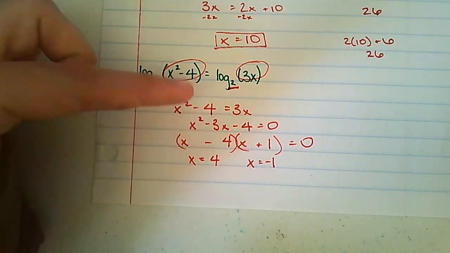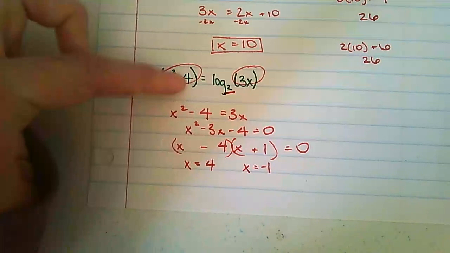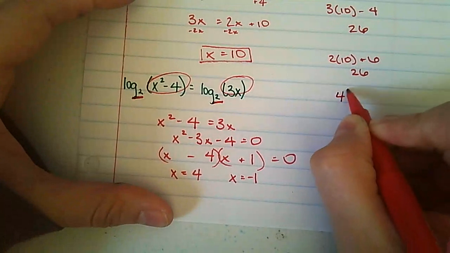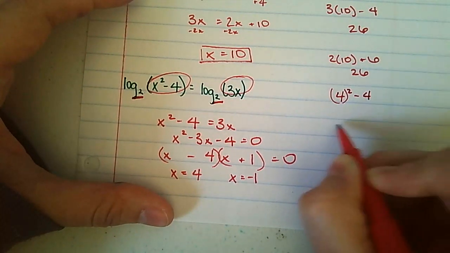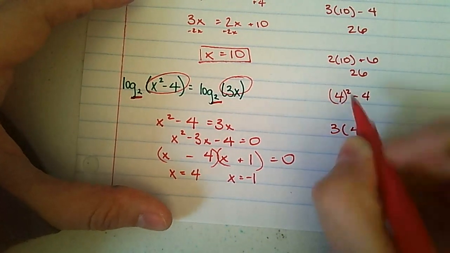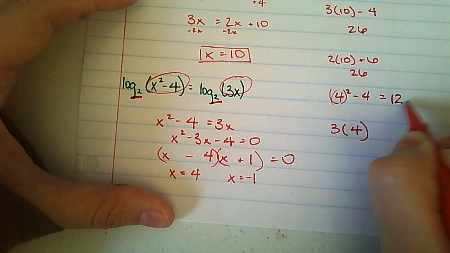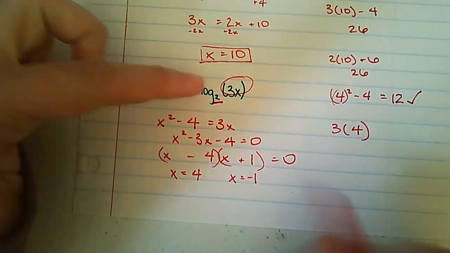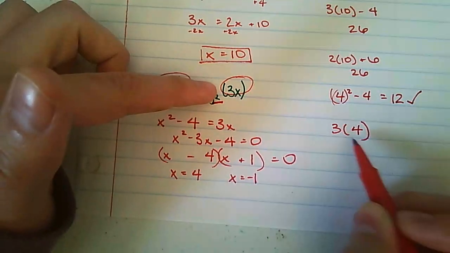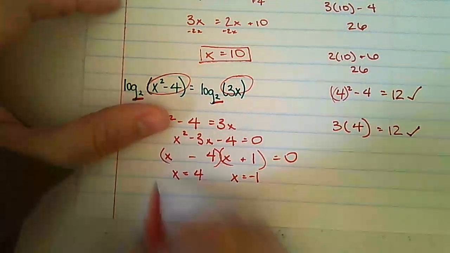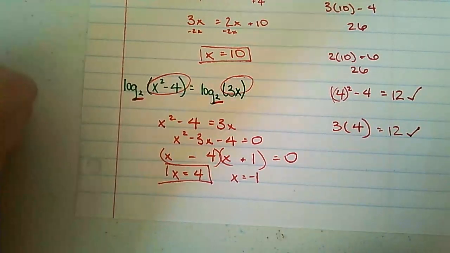But again, I need to plug these back in and make sure that when I do plug them in, my arguments remain positive. So I'm going to check 4 first. So let's say I'm going to get 16 minus 4 is 12, which is positive. So we're happy with that. When I plug 4 in over here, I get 12, which is positive. We're happy with that. So 4 has checked out. It works.